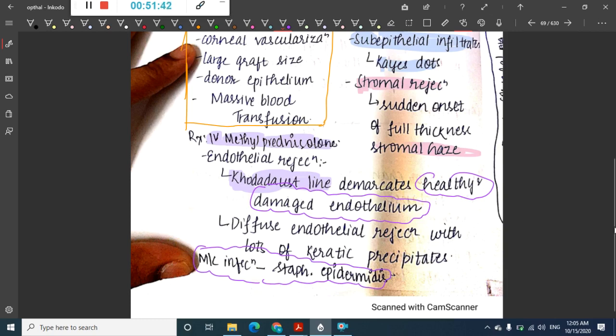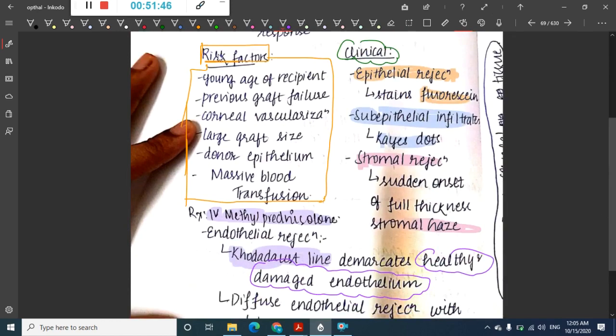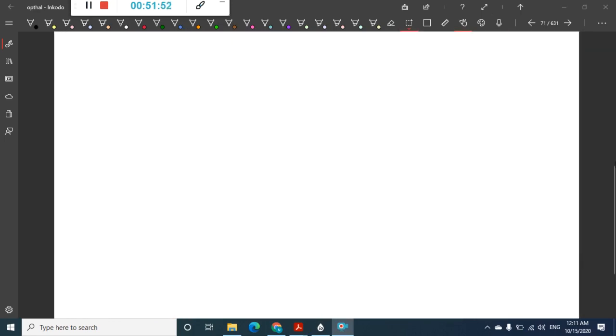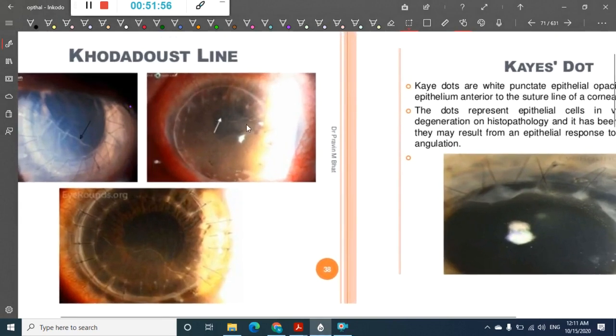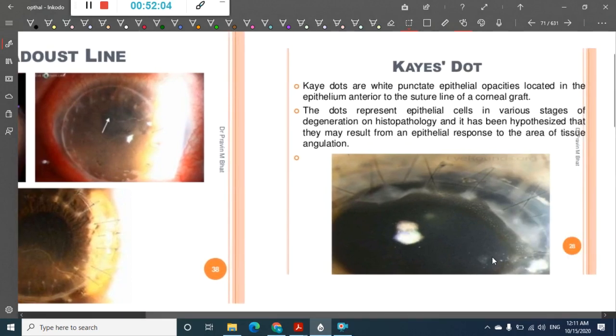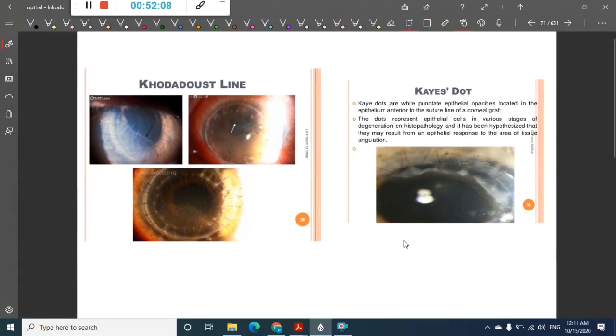So let me show you the pictures for these clinical features. This is the picture showing the Khodadoust line. So where is this Khodadoust line? This is the Khodadoust line, which is graft rejection, and we also have Kayser's dots. These are the Kayser's dots which you can see. These are punctate epithelial opacities.